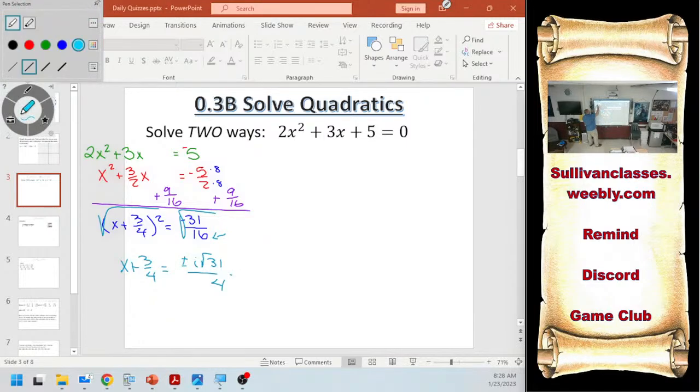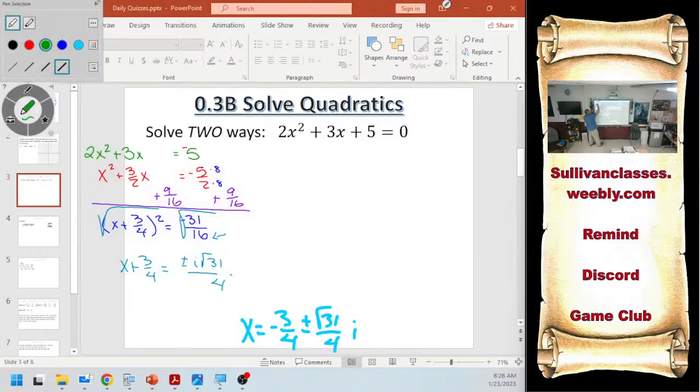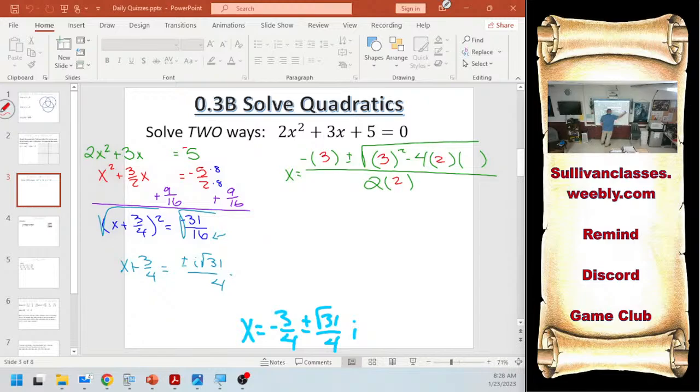Bring it all together. X is negative 3/4 plus or minus root of 31 over 4i. And that is if I separate my real friends from my imaginary friends. If we instead did quadratic formula, x is negative b plus or minus the square root of b squared minus 4ac, all over 2a. B is 3, a is 2, c is 5.